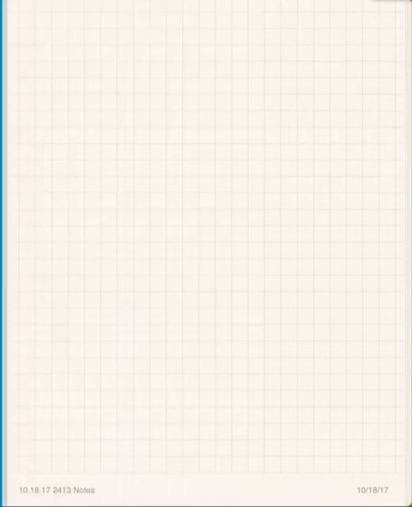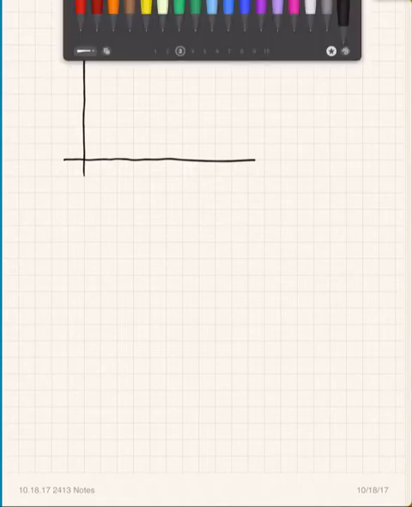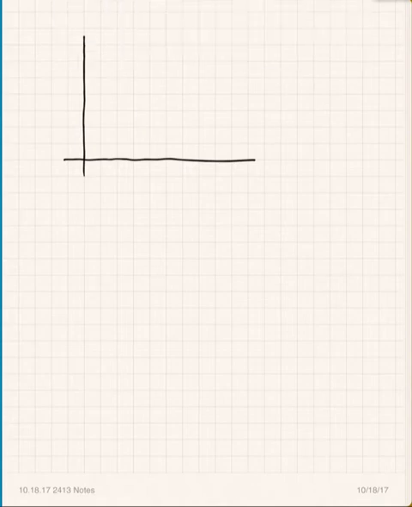All right, the next picture we want to look at. Let's look at this graph. I'm going to go ahead and maybe put this one in red right here. So we have a graph that looks like this.